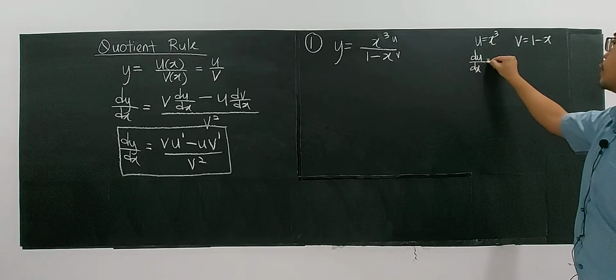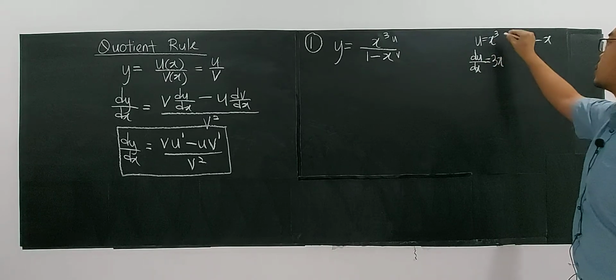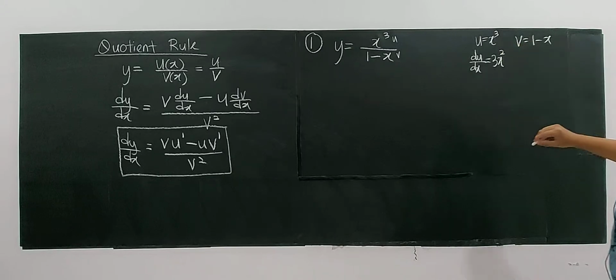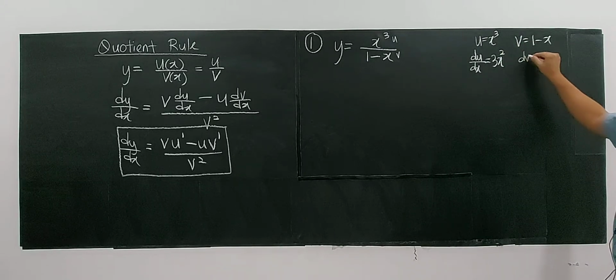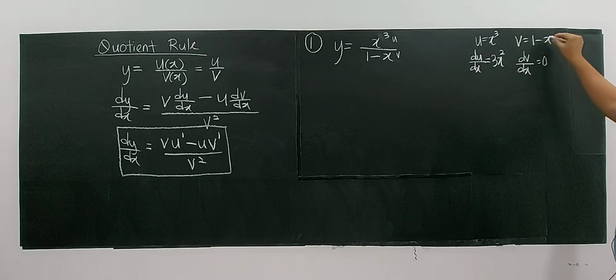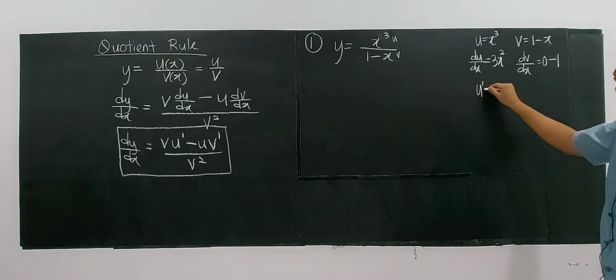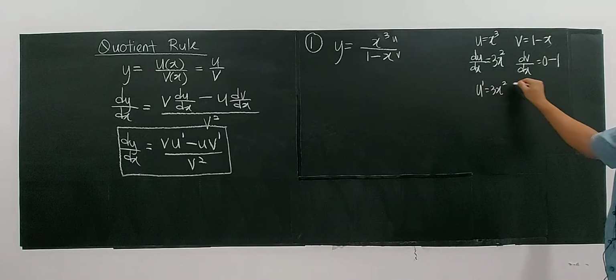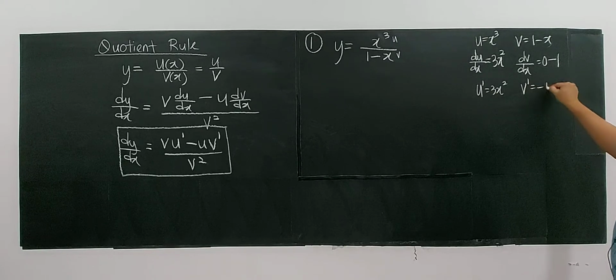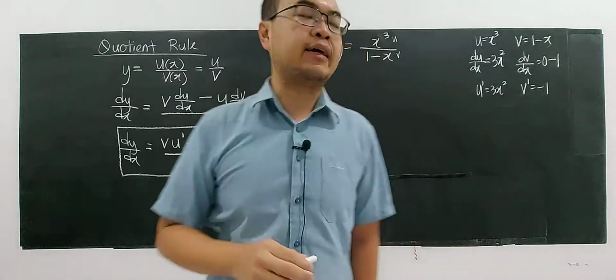For du dx, using the basic rule, you have 3x to the power of 3 minus 1, which is 2. For dv dx, differentiating 1, a constant, you get 0, and differentiating negative x, you get negative 1. So you know that your u prime will be 3x to the power of 2 and your v prime will be negative 1.